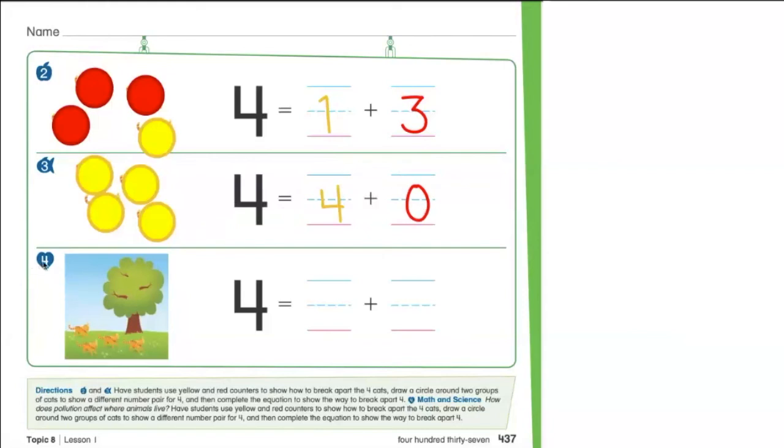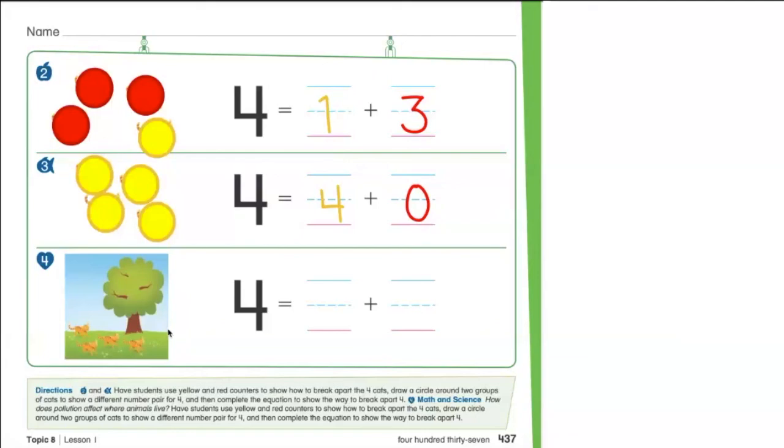Go ahead and put your finger on number 4 with the heart. Draw a circle around 2 groups of cats to show a different number pair for 4. And then complete the equation to show the way to break apart 4. Wow, this is going to be tricky. We've already showed 2 different ways to break apart the number 4. We need to show one different way from these 2 on how to break apart 4 again.